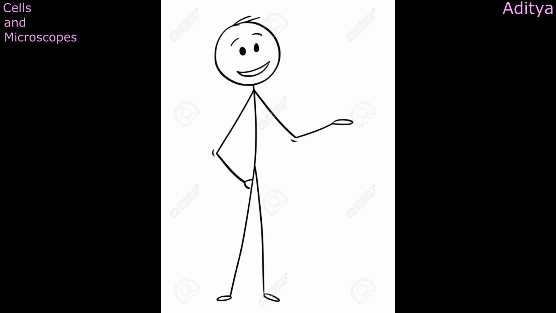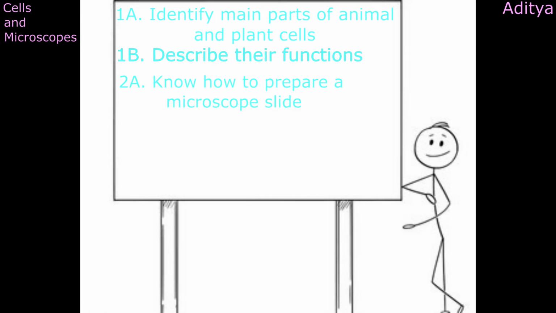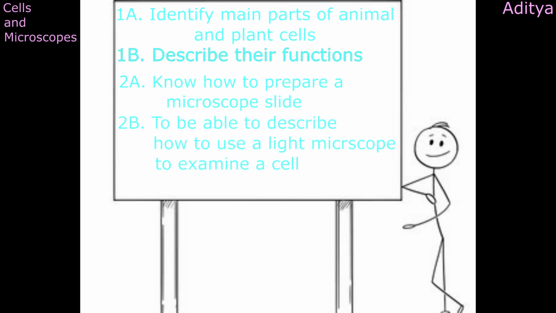Now I've explained everything, let's look at this checklist. You should be able to identify the main parts of animal cells and plant cells, and you should also be able to describe their functions. Additionally, you should be able to describe how to prepare a microscope slide and how to use a light microscope to examine a specimen.